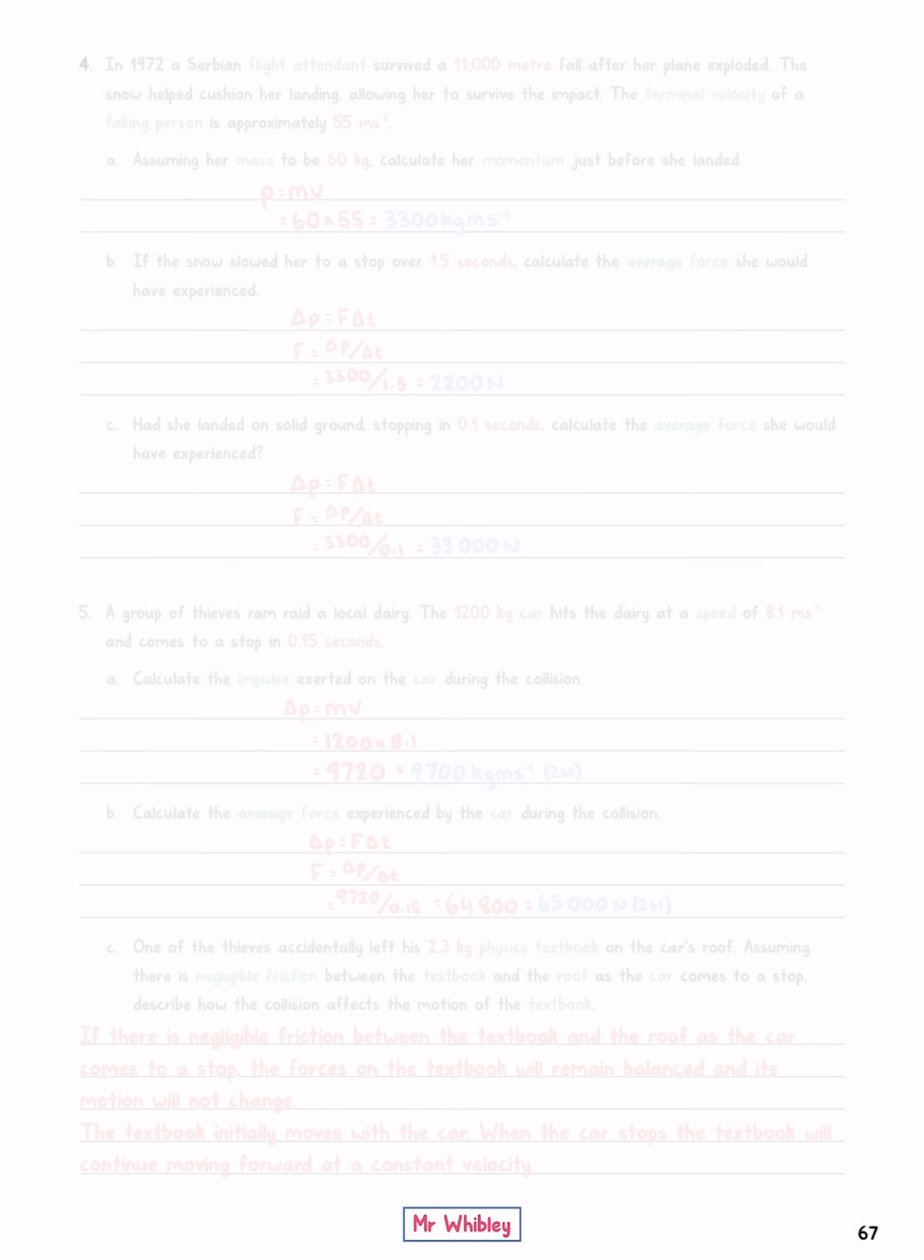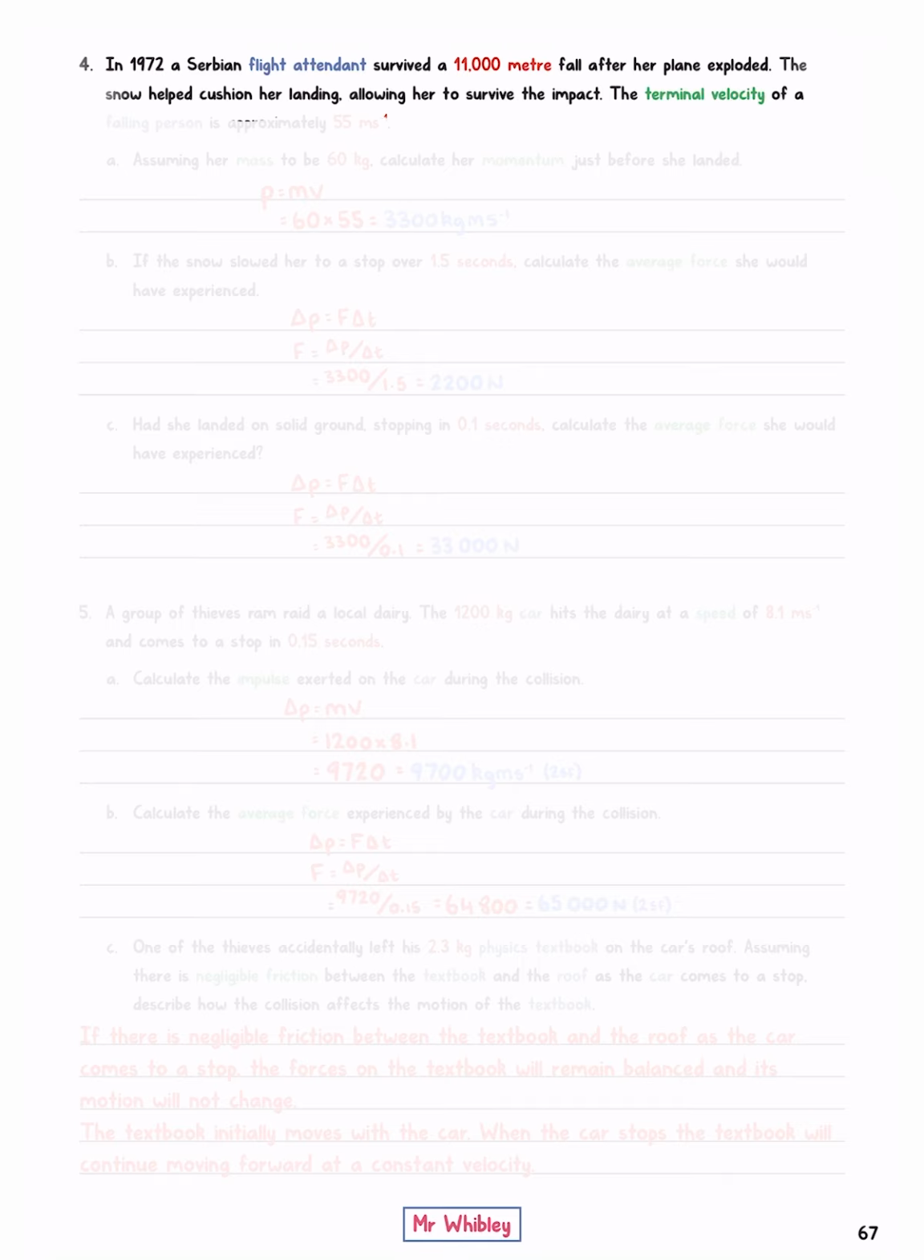Question 4. In 1972, a Serbian flight attendant survived an 11,000 meter fall after her plane exploded. The snow helped cushion her landing, allowing her to survive the impact. The terminal velocity of a falling person is approximately 55 meters per second. Assuming her mass to be 60 kilograms, calculate her momentum just before she landed. Momentum is mass times velocity. We know her mass, and we know the terminal velocity of a falling person, which gives us 3,300 kilogram meters per second.